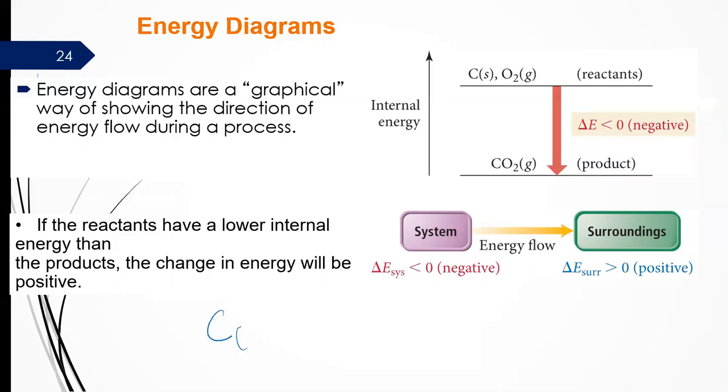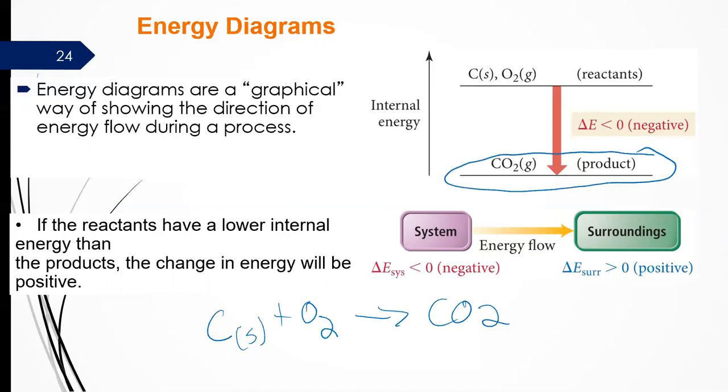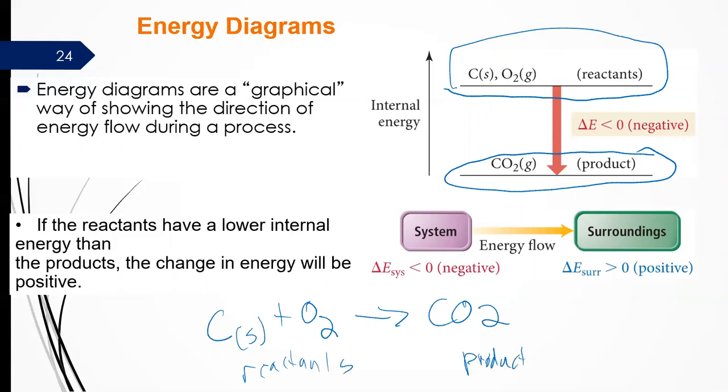So we're taking carbon and oxygen gas, and we're converting that into CO2. And we're looking at their internal energies, how much energy is inside that product. Our carbon dioxide has lower energy than our carbon and our oxygen, so we can put that at a lower level. Our carbon and our oxygen gas start off at a higher level. And so when we imagine going from our reactants to our products, we're really dropping down in energy.